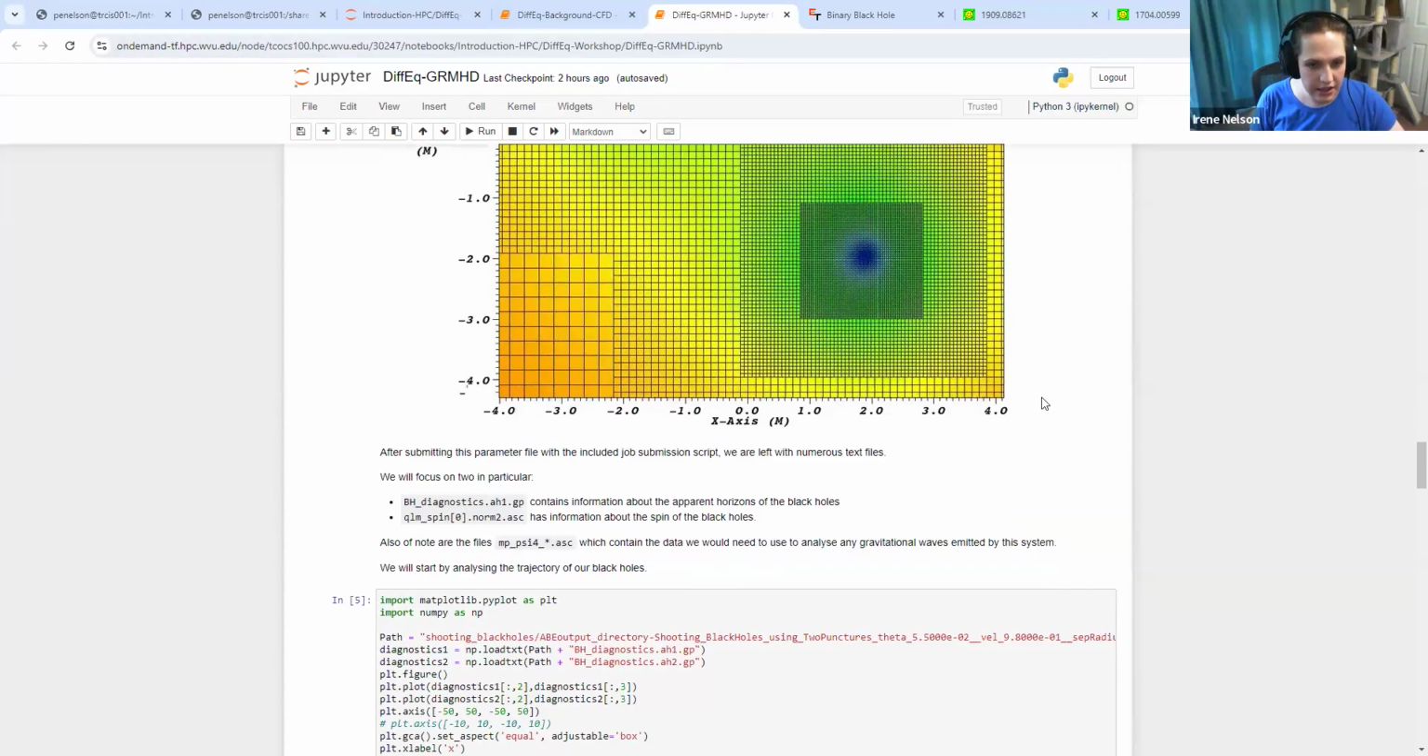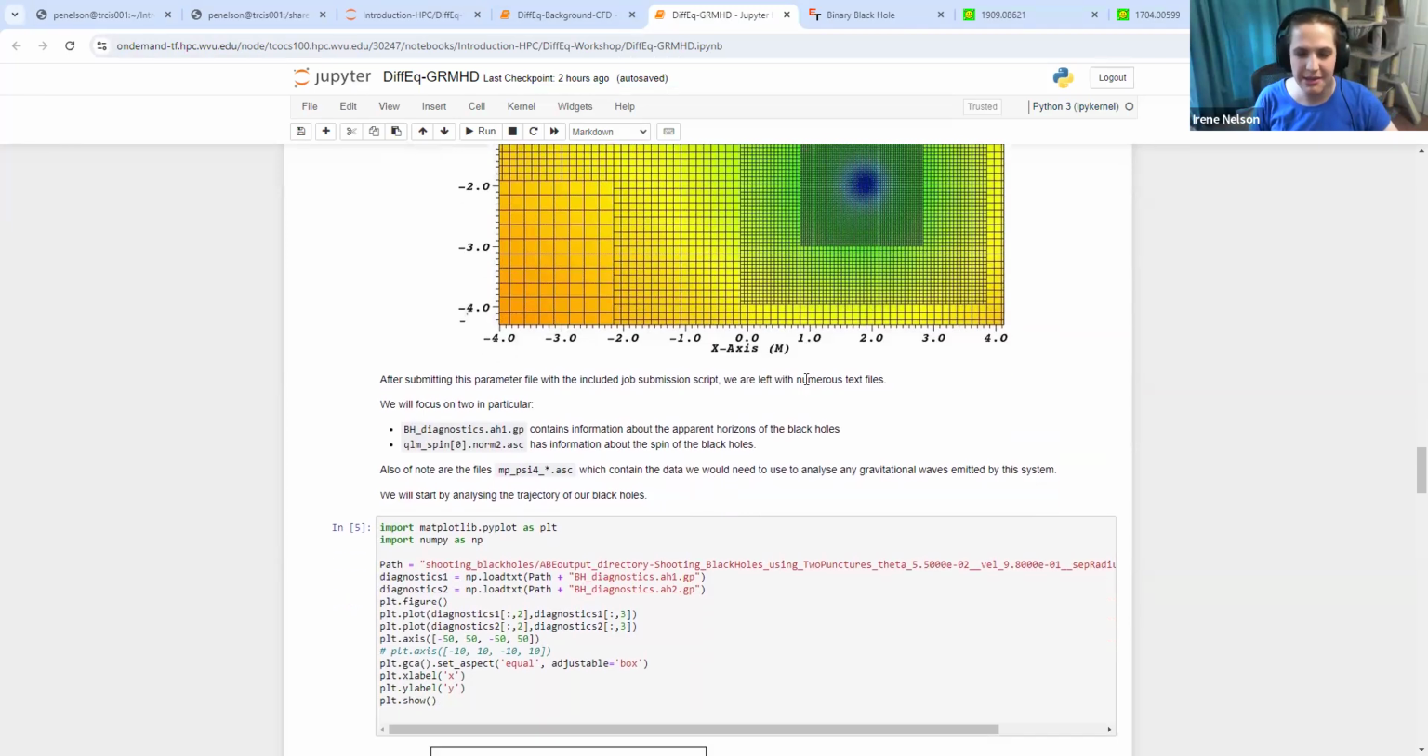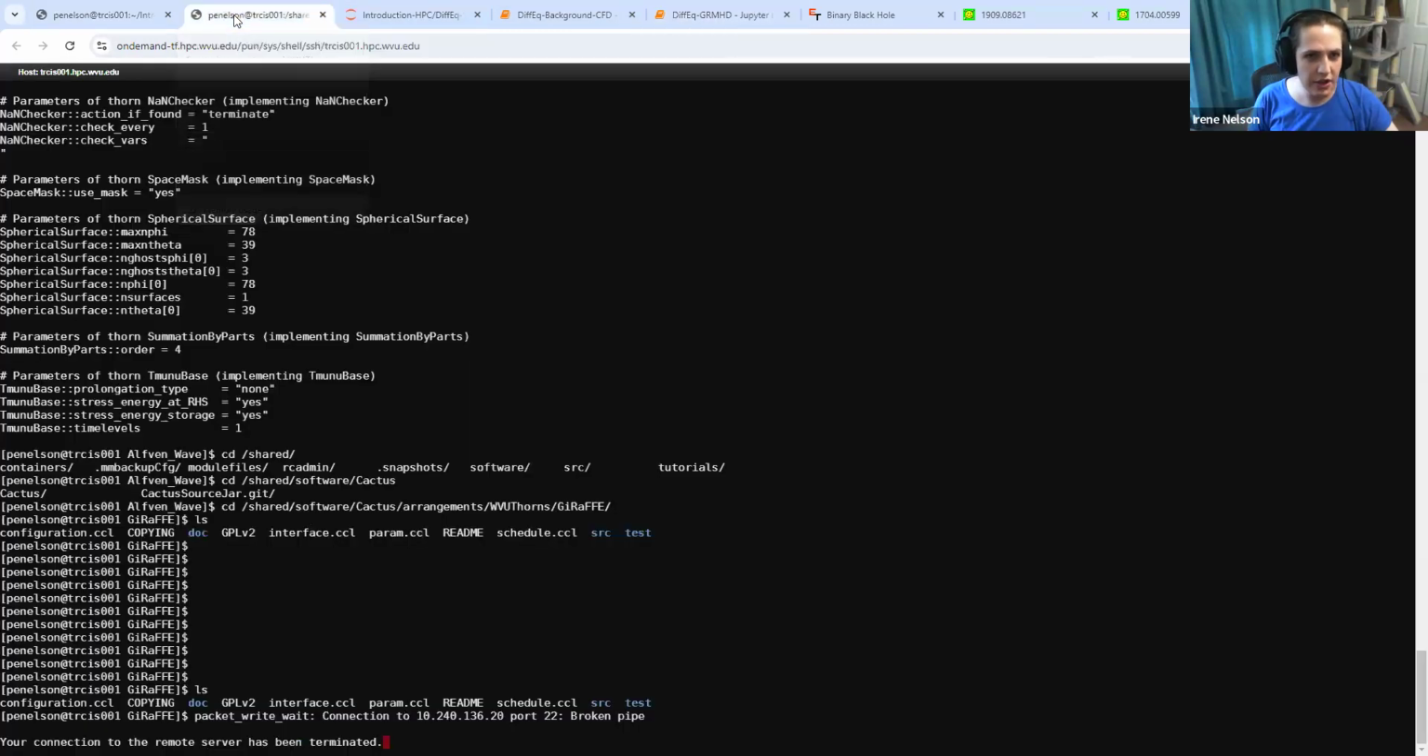And then we're not going to look at much more than the opening thing, just to talk a little bit about what the toolkit is doing. So let me talk about the anatomy of a thorn real quick. So here is the folder for a pretty common example of a thorn.